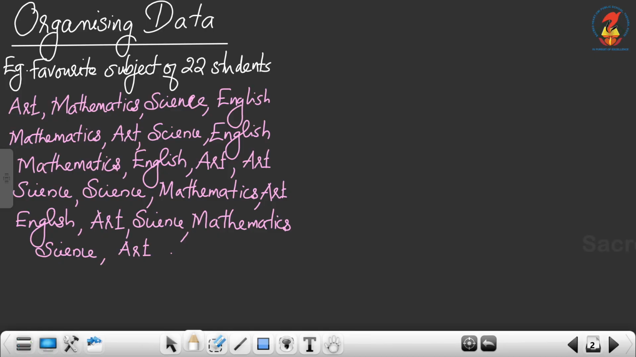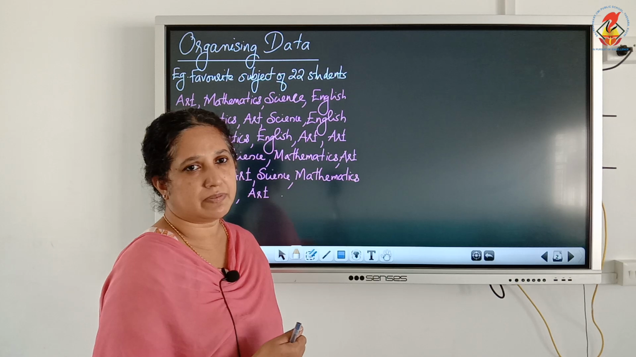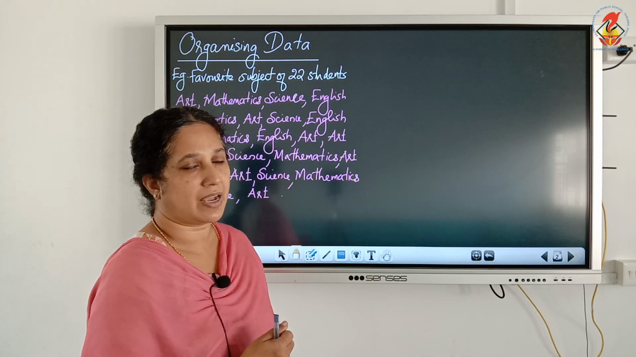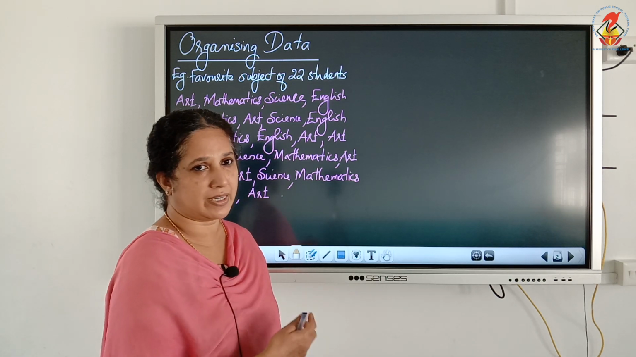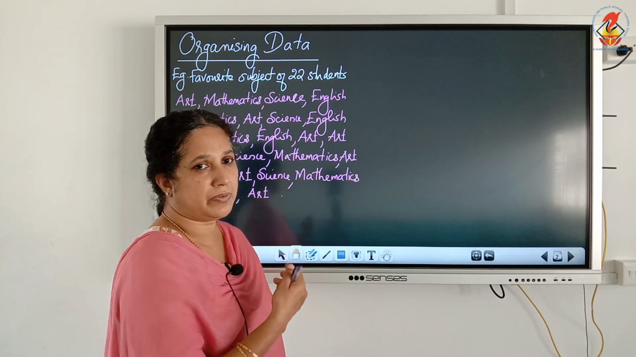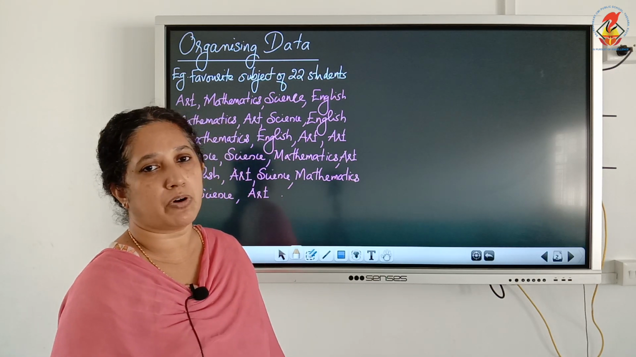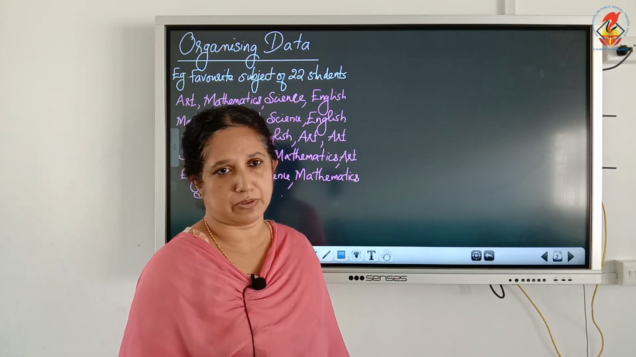Now look at this example. The favorite subject of 22 students are given. Favorite subject of 22 students: art, mathematics, science, English. So when you look at the data, you can see that it is unorganized data. You won't understand which is the most liked subject and which one is the least liked. So if you organize the data properly, you can make conclusions.